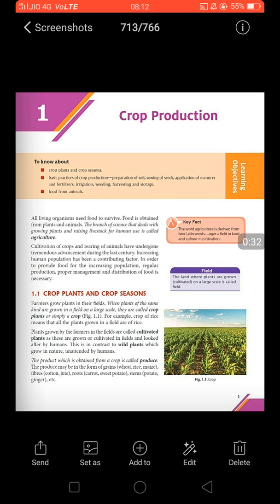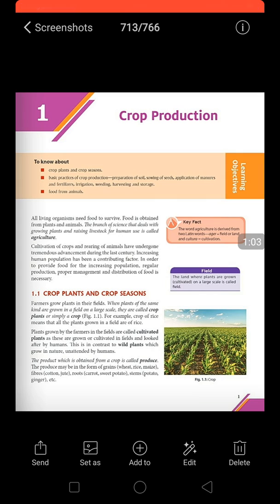And in this chapter, we are going to cover topics like crop plants and crop seasons. We will study about different types of crops and in which season that particular crop is grown, then the basic things that are being done by our farmers to grow that crop, like preparation of soil, then sowing of the seeds, then application of manure and fertilizers, then irrigation by different methods, then weeding, and then harvesting, meaning cutting of that particular crop, and then storage of that thing.